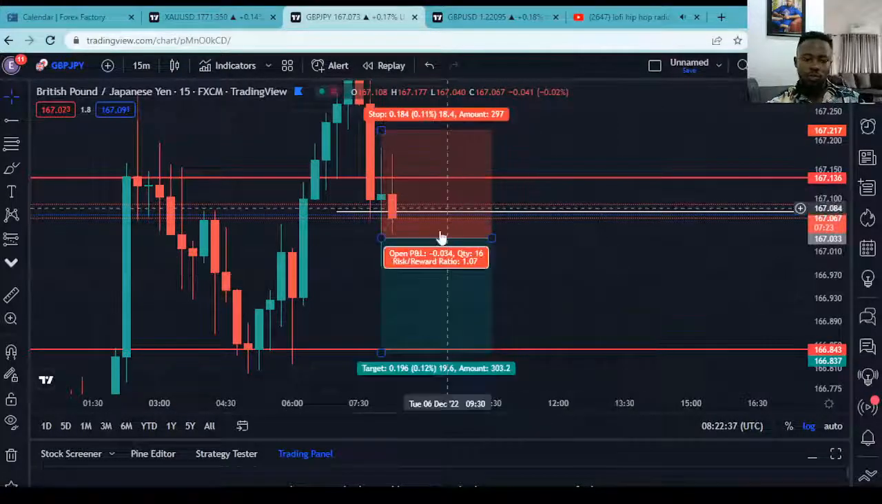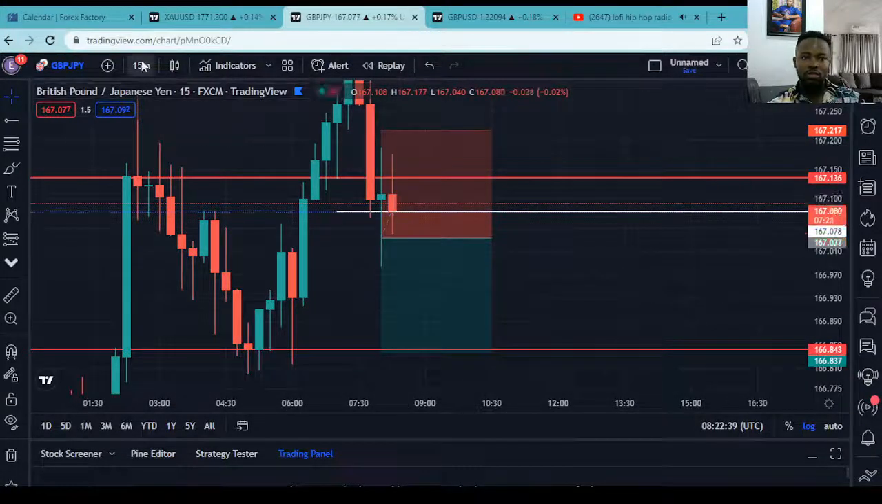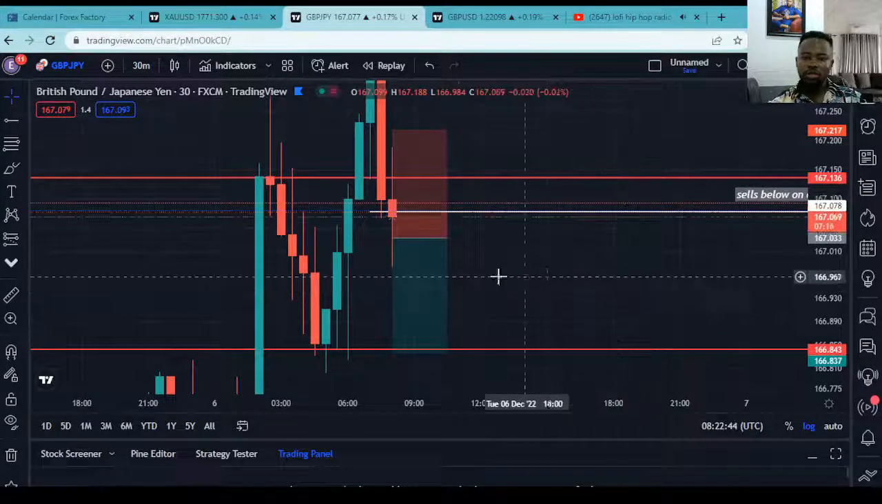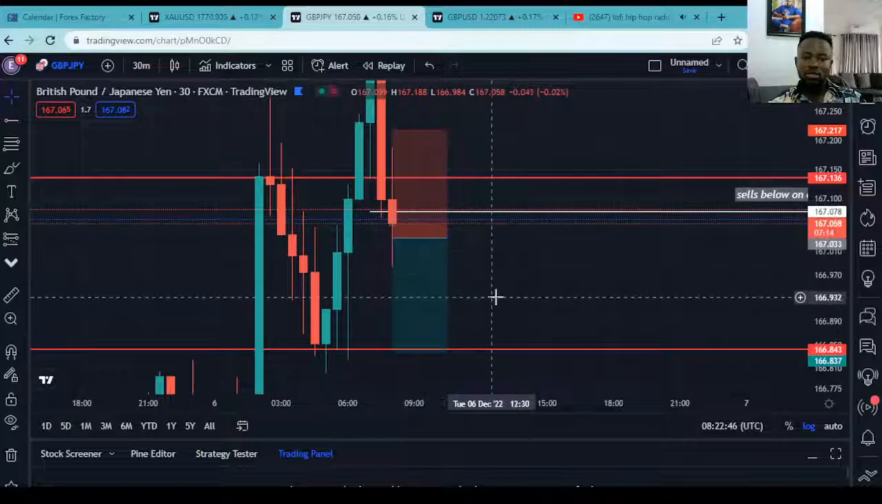So we'll see how this trade actually runs now. The 30 minutes has 7 minutes to close, so we'll see.